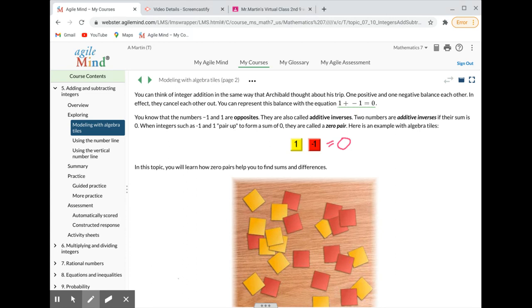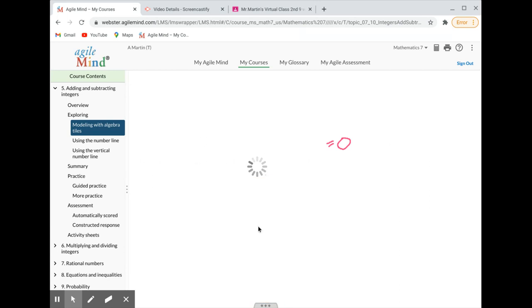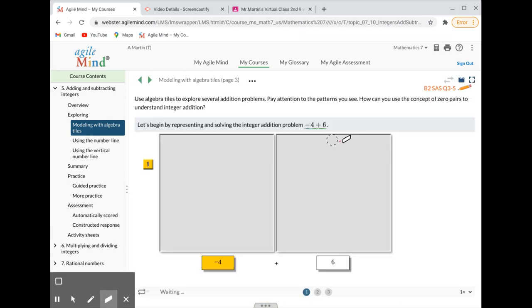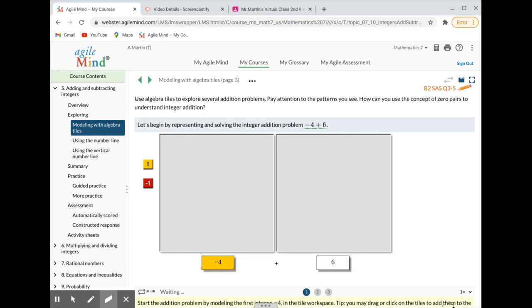All right? So let's take a look at page 3, and we're going to actually put this into play. Okay, so these are in your next workbook page, and we're going to be answering questions 3 through 5, I believe, in your workbook. The first thing that it wants us to do is represent -4. So how would we represent -4, Satari?